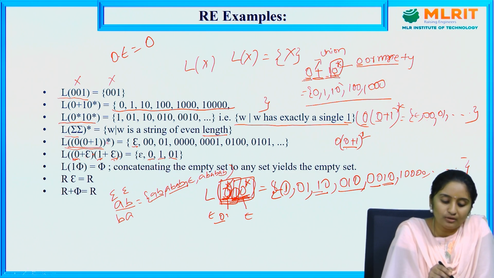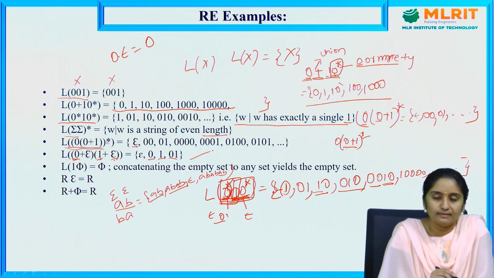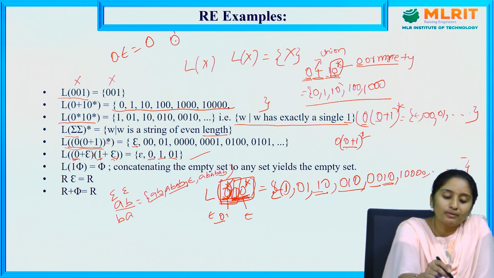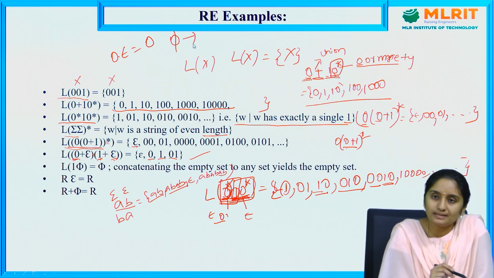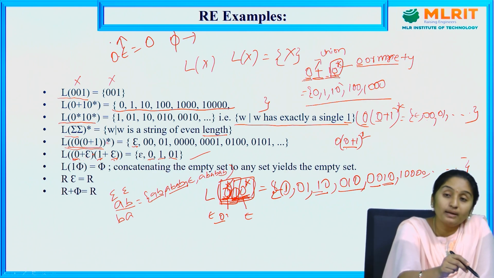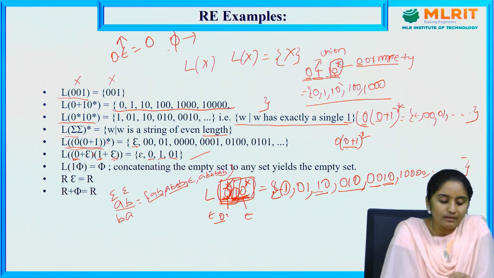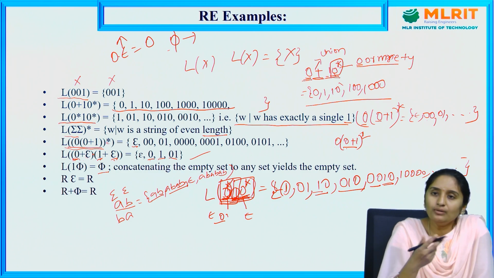Epsilon into epsilon gives epsilon. So, this is the set for the given language. Next, L of 1 pi is equal to pi. Pi is nothing but an empty, null set. Epsilon is nothing but the null string and pi is nothing but the empty set. So, something concatenated with the empty set is nothing but empty, and I am getting it as 0.